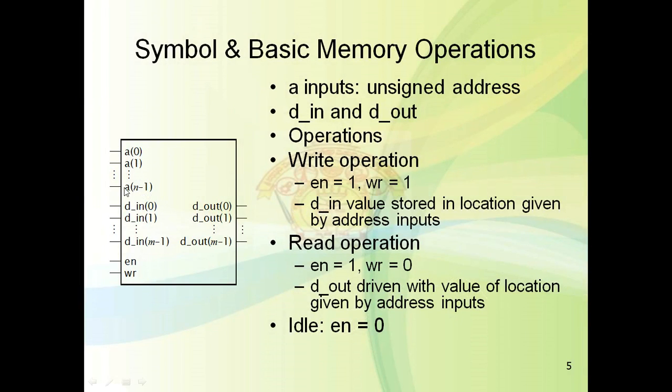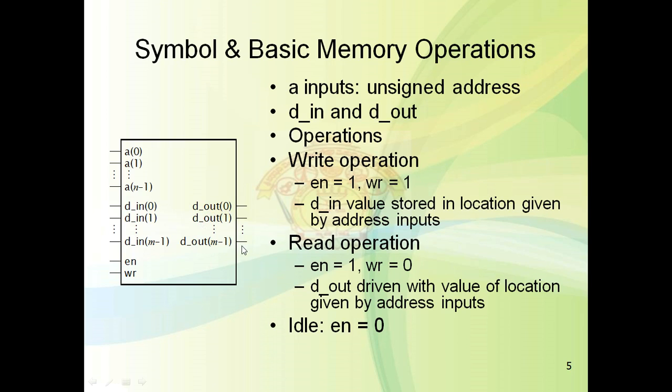A0 to AN minus 1 are the address lines, and then the data lines. For each location, according to how many bits of information you want to store, you will get the data lines, that is data input lines and data output lines. So the data input lines are D in 0 to D in M minus 1. Okay, so there are M data lines. Likewise, these are the M data input lines, and M data output lines, D out 0 to D out M minus 1. Okay, so what are the operations we want to perform on the memory?